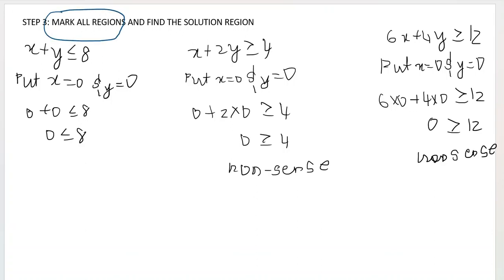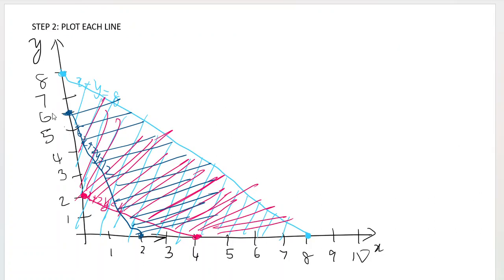Now we have to find the solution region. The solution region will be that region where all the portions actually coincide. If you observe over here, the solution region will not contain this part because in this part there are only blue lines. There are no pink and green lines, dark blue lines. So basically a solution region will be that region where pink, blue and dark blue lines coincide.